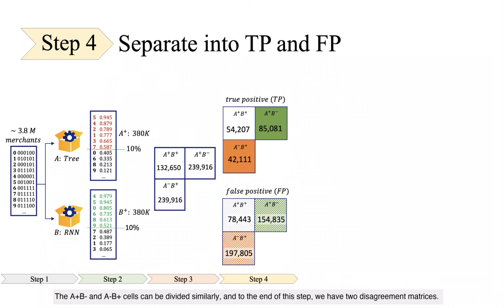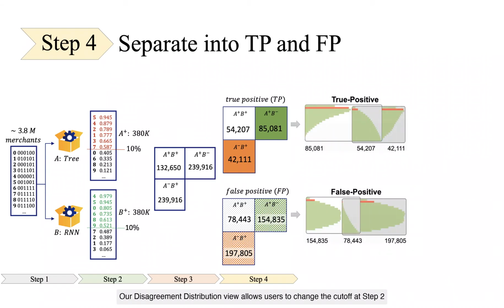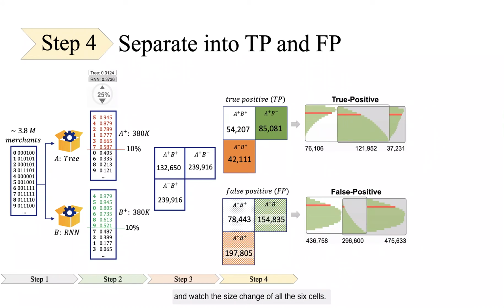And by the end of this step, we have 2 disagreement matrices. Our disagreement distribution wheel allows users to change the cutoff at step 2 and watch the size change of all the 6 cells.